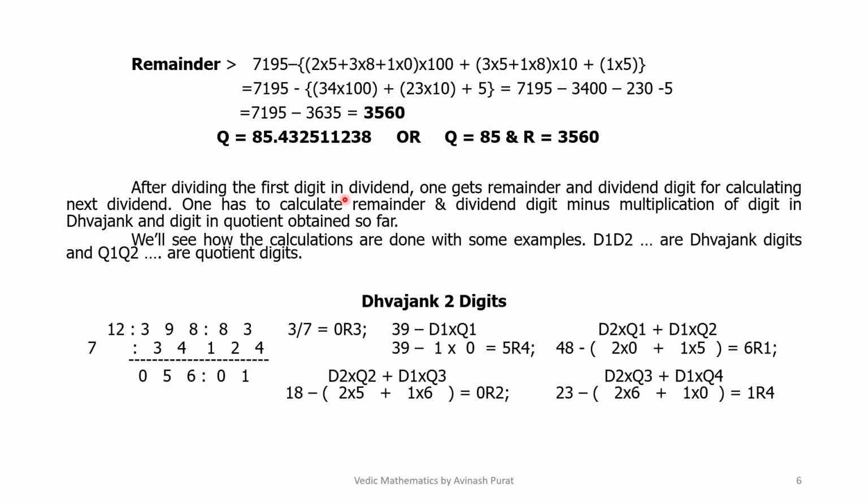After dividing the first digit in dividend, one gets remainder and dividend digit up for calculating next dividend. One has to calculate remainder and dividend digits minus multiplication of digit in Dhvajanka and digit in quotient obtained so far. We'll see how the calculations are done with some examples. D1, D2 and so on are Dhvajanka digits, and Q1, Q2 and so on are quotient digits. So we'll take first Dhvajanka 2 digits.